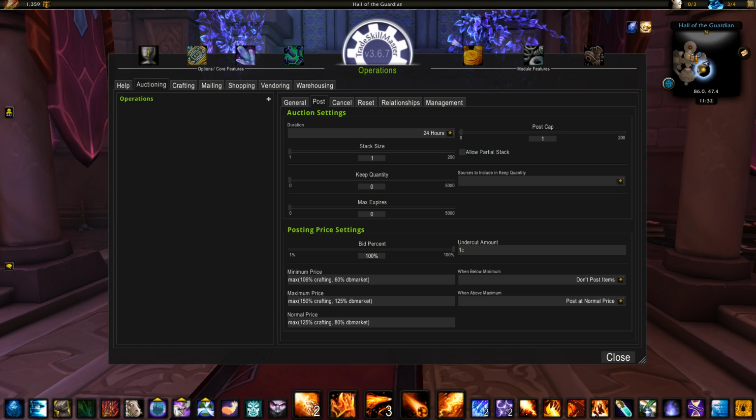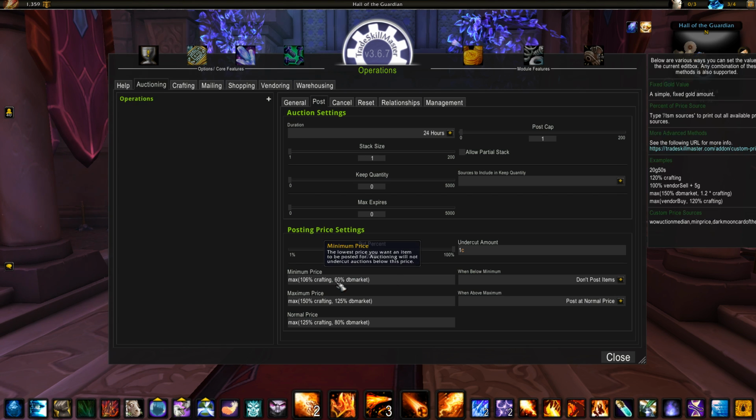So you do the same sort of thing. You can do it this way, 106% of crafting, 60% DB market. Again, it's going to do the same thing. It's going to look for the highest price, and 106% of crafting is always going to be your highest price until the number for here is higher than 106. So you're never going to be selling anything for less than crafting costs using something like this.